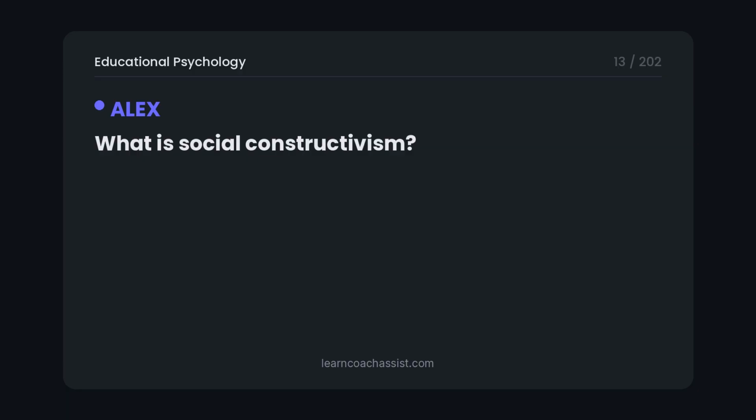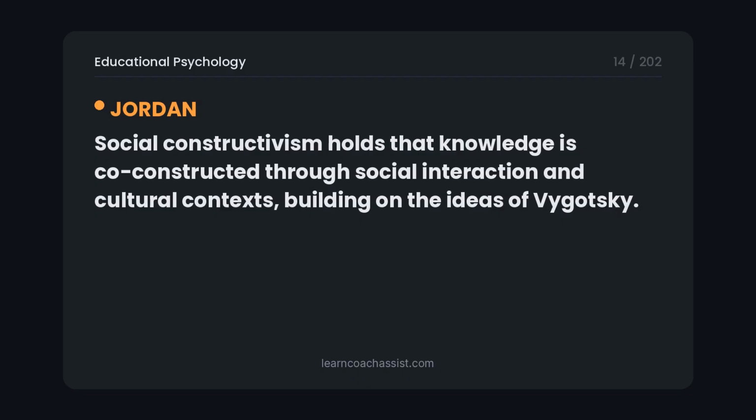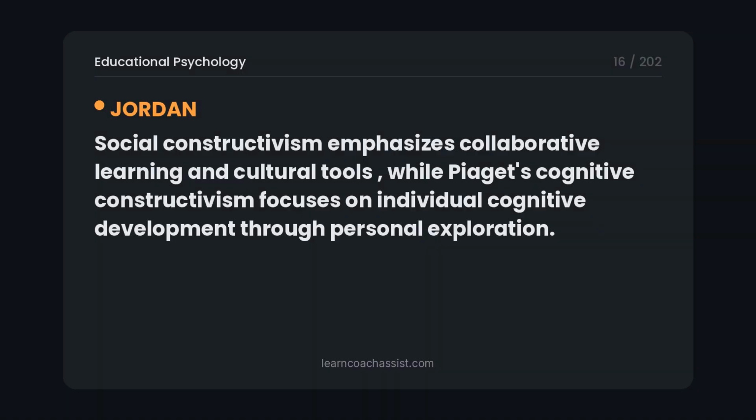What is social constructivism? Social constructivism holds that knowledge is co-constructed through social interaction and cultural contexts, building on the ideas of Vygotsky. How does social constructivism differ from Piaget's cognitive constructivism? Social constructivism emphasizes collaborative learning and cultural tools, while Piaget's cognitive constructivism focuses on individual cognitive development through personal exploration.